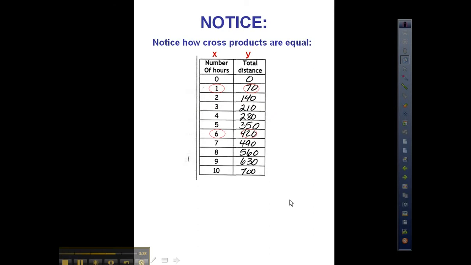Okay, let's try this. Let's take these and try cross products. What's 1 times 420? 70 times 6? Whoa. Did you guys notice how all of the cross products in this table are equal? Yeah, that's weird, huh? Really weird. Cross products are equal with direct variation.